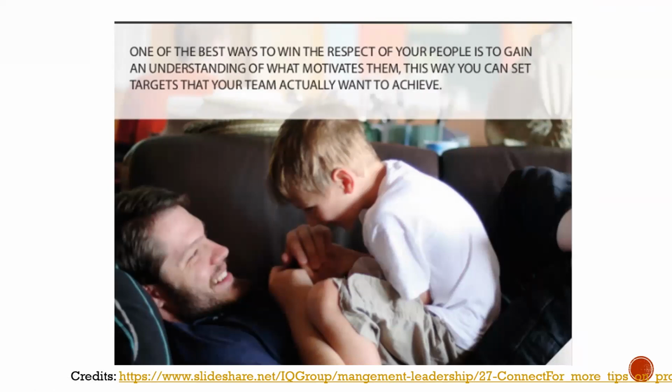Now, this is an example of a good leader. Good leaders do not just order people to do things. Good leaders motivate their team. So they can set targets and the team actually wants to achieve that target. They don't just settle for their own targets, but they want to meet the target of their boss.